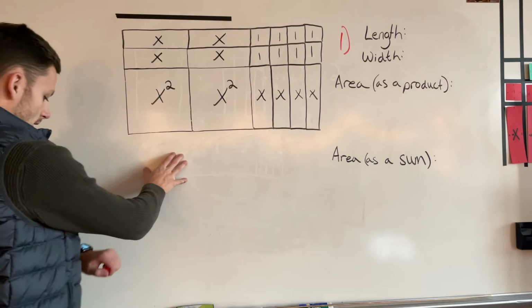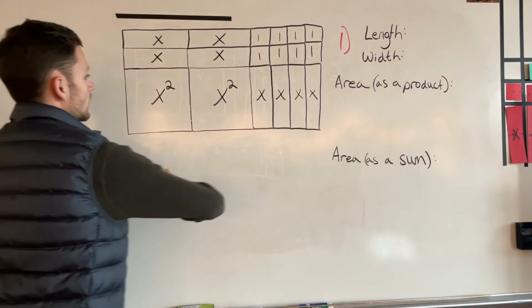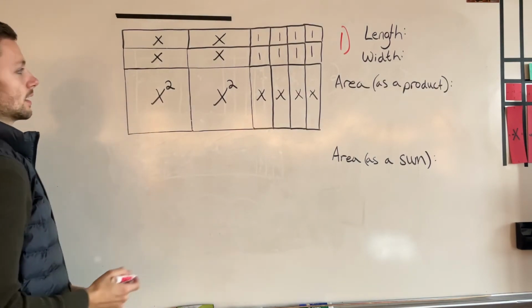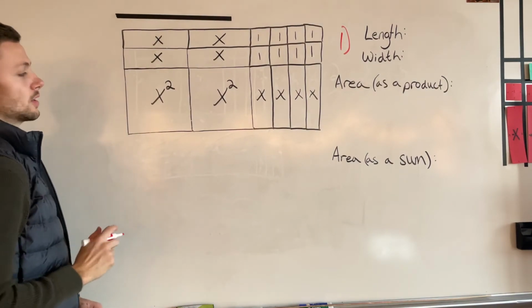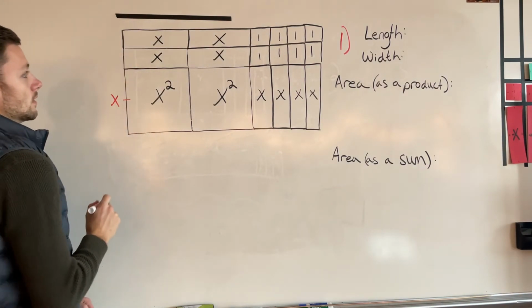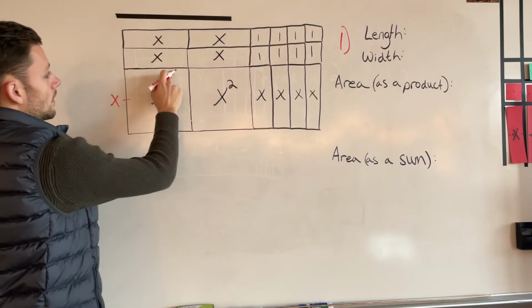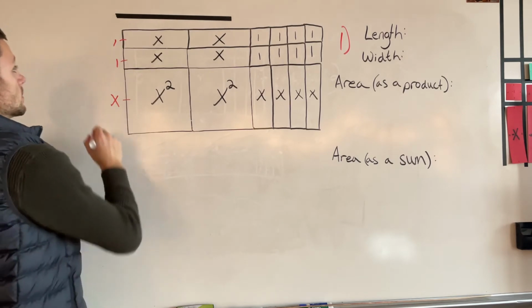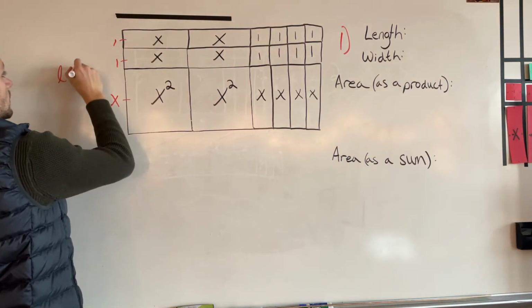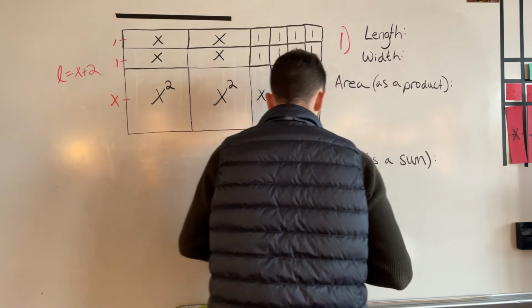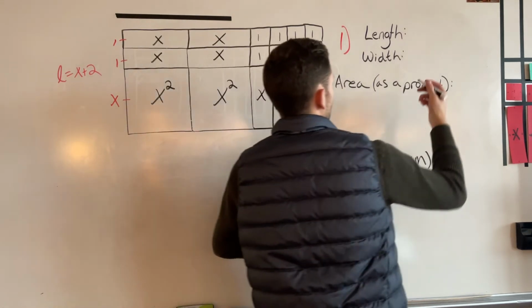So for these algebra tiles, we're going to have our length and our width. If I take a look at my length, I need to think about the side lengths. My x squared algebra tile has a side length of x. And then my x tile, the length of x is right here, but it's 1 and 1 right here. So my length is x plus 2. I'm going to write that in black, just so that it's easier for you guys to see over here.